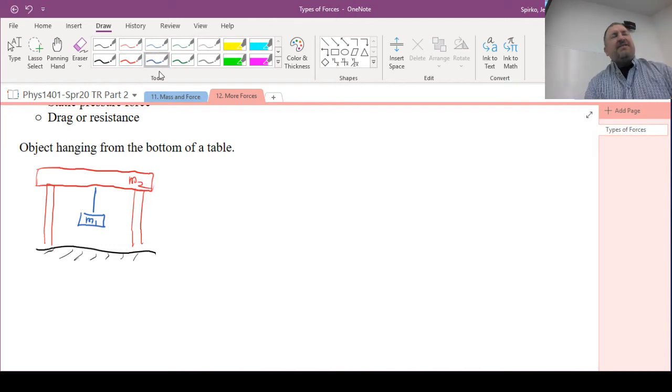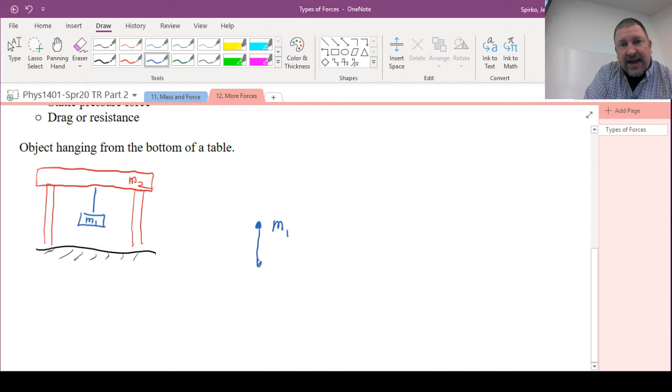So since I have two different objects, two different masses, I need to apply Newton's second law two different times. So I'm going to make one diagram for each version of the equation. So my first diagram is going to be for M1, my hanging mass. And I want to think about the forces that should exist affecting this mass. And the first one, of course, is gravity. So we put that in here.